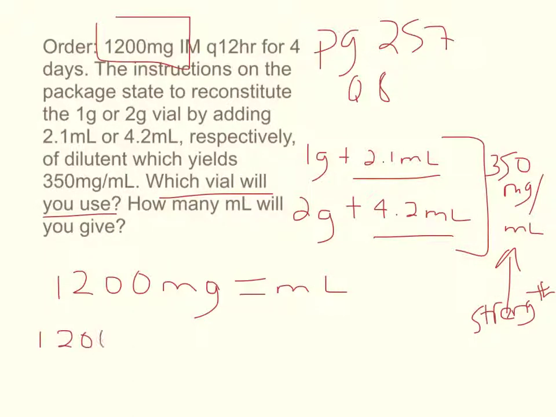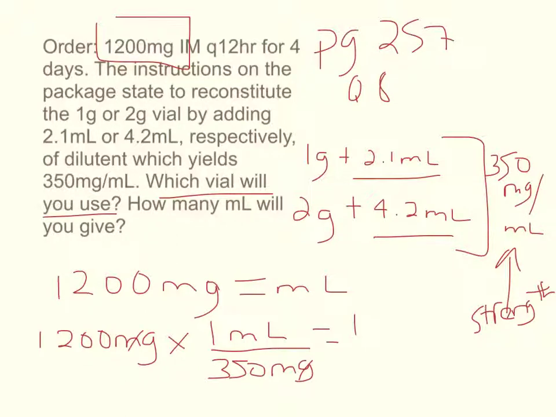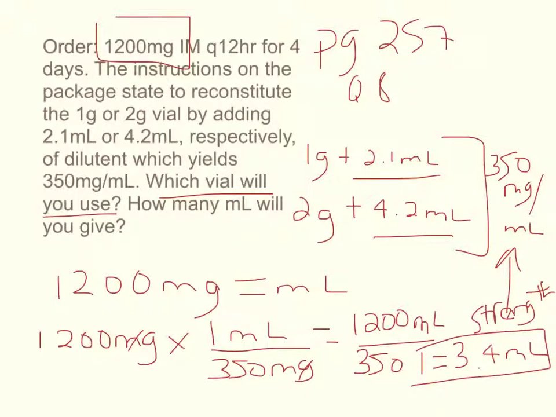So 1,200 milligrams multiplied by 1 milliliter over 350 milligrams, because we're interested to know how many milliliters is equal to 1,200 milligrams. The milligrams cancel out, and you're left with 1,200 milliliters over 350, which will give you 3.4 milliliters. So to administer the drug right away, and especially every 12 hours, at least for your first dose, you're going to need 3.4 milliliters right away.